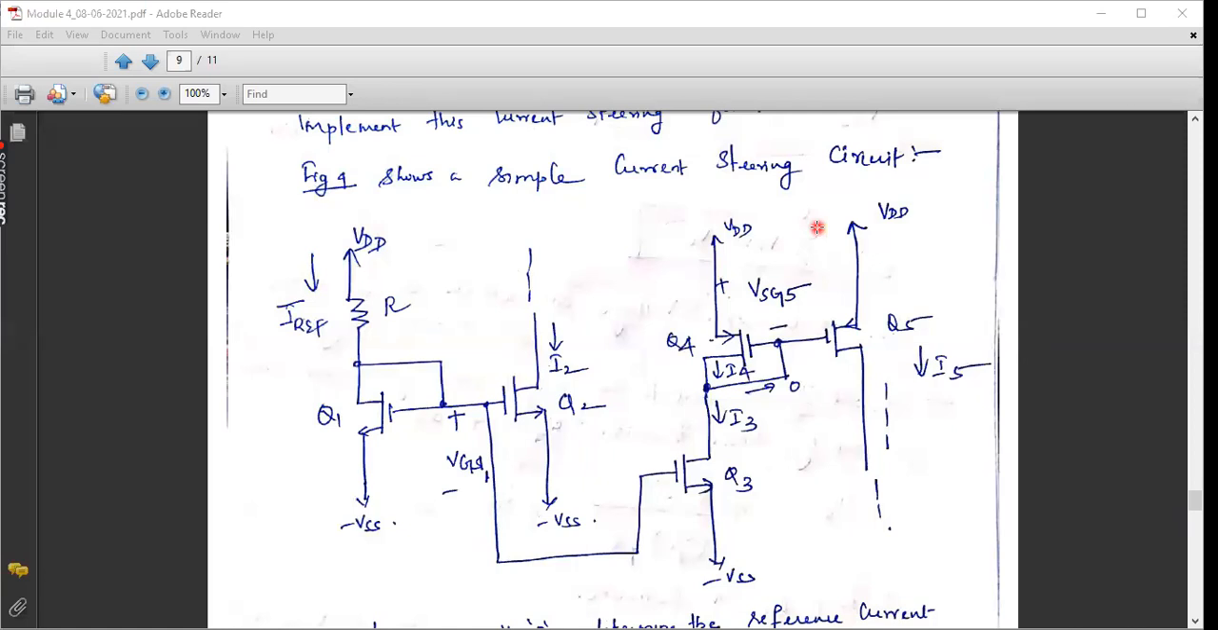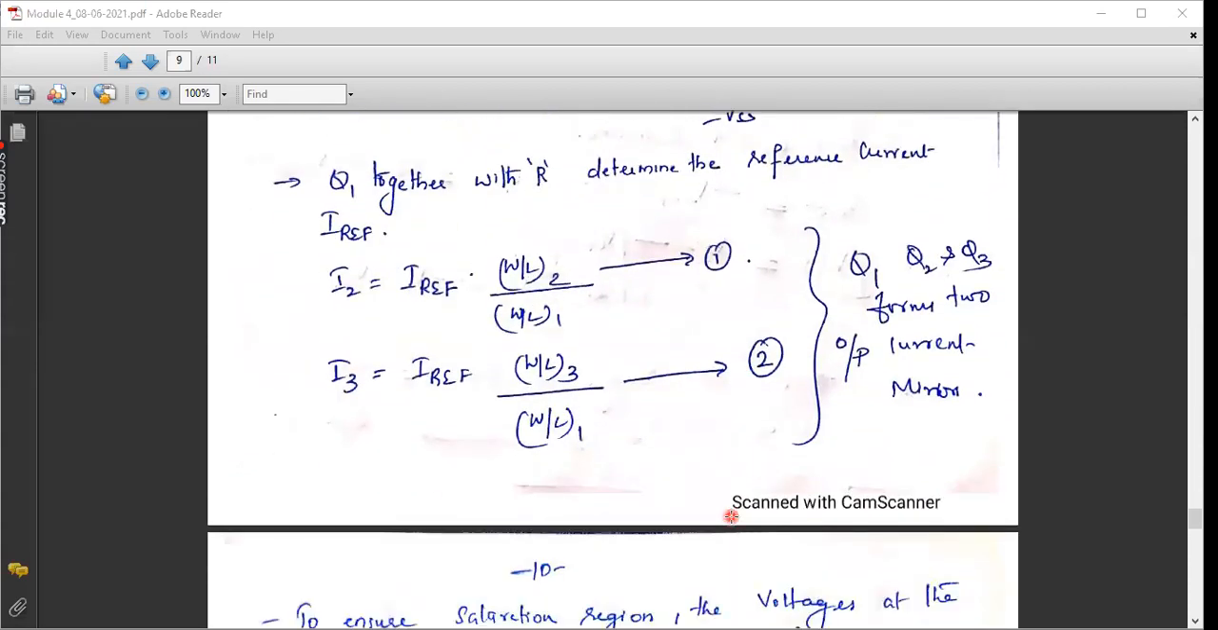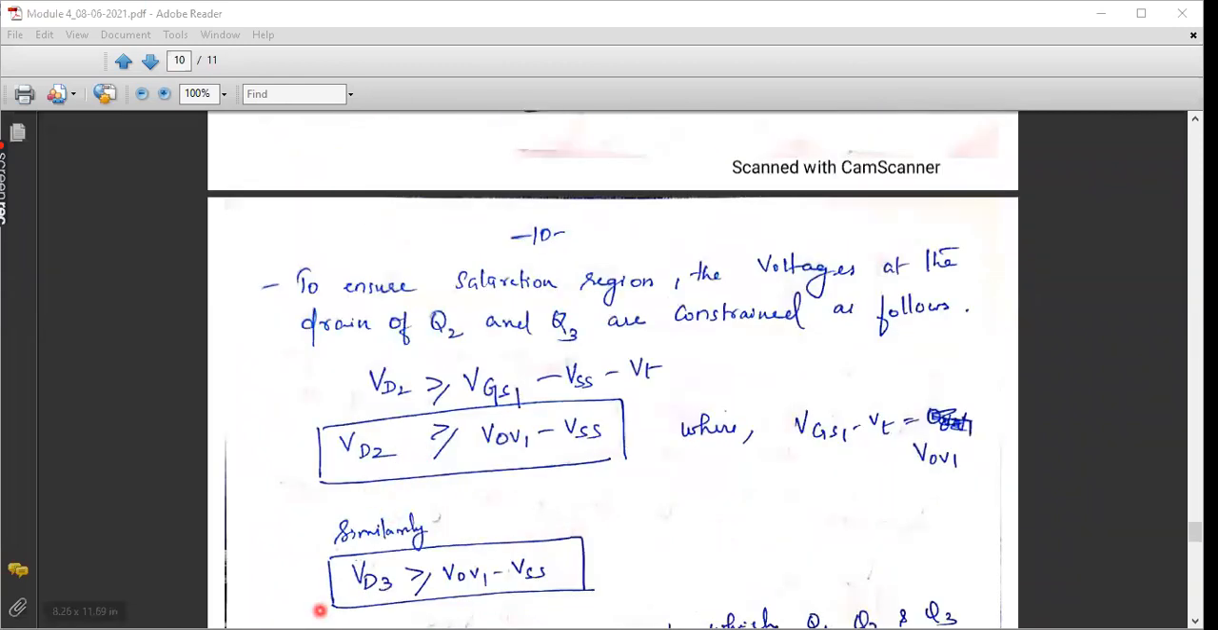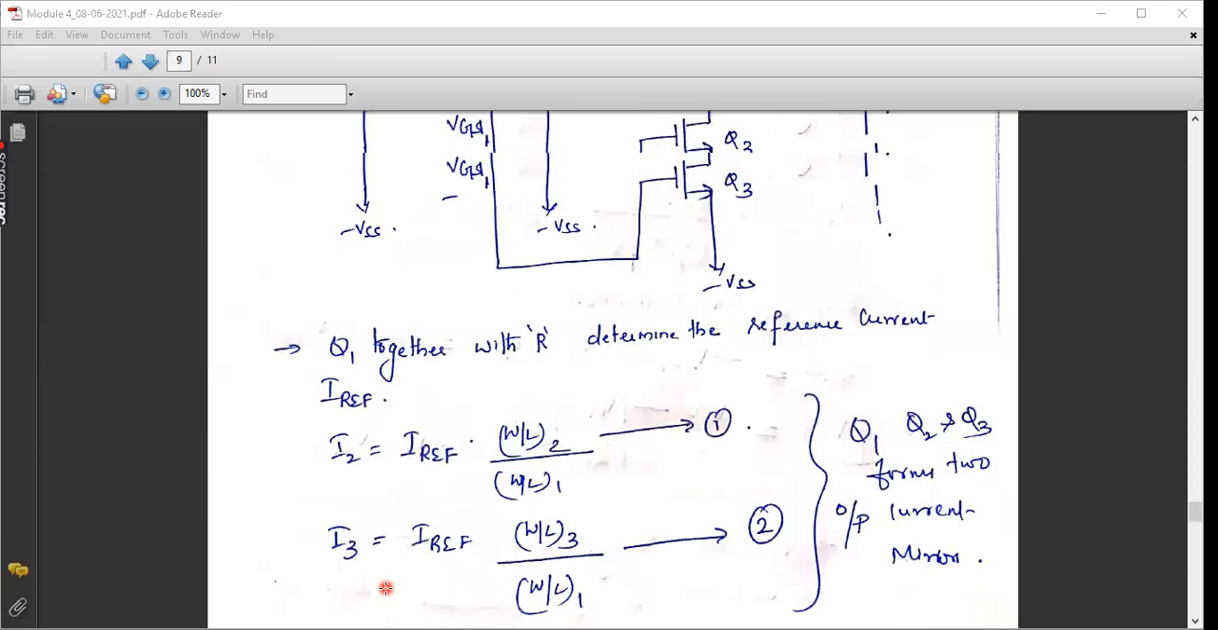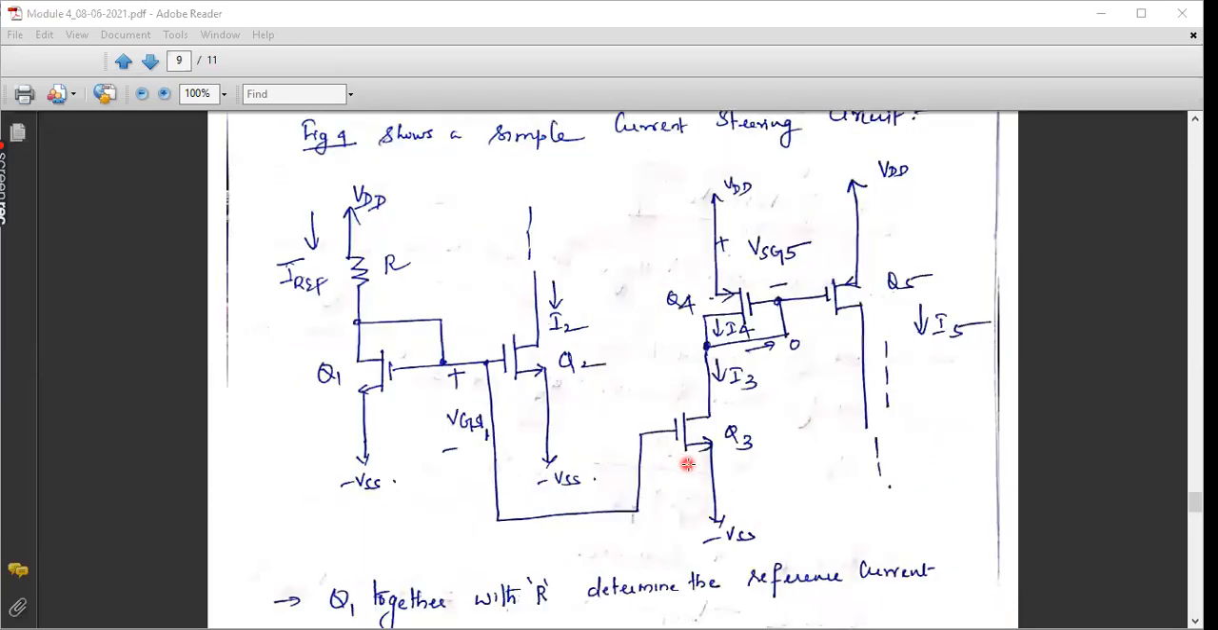But for this current steering to happen, or for proper working of a current mirror circuit, we need to ensure some condition. The condition is the transistor should be in saturation. So if I'm taking Q2 alone, then the condition for saturation is given by this equation, that is VD2 greater than or equal to VOV1 minus VSS. Clear? Now, similarly, this condition is also applicable to Q3.